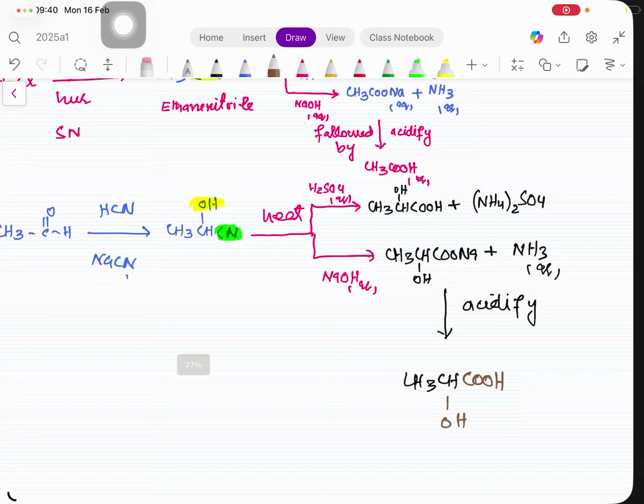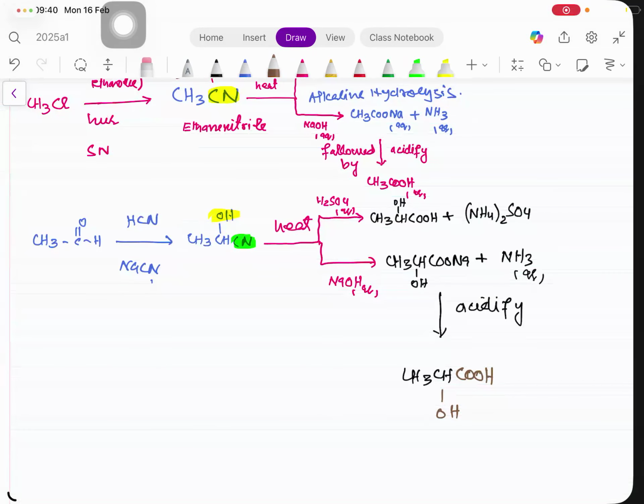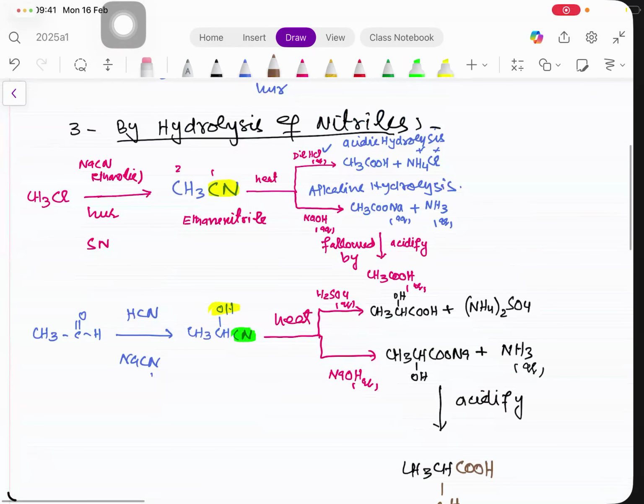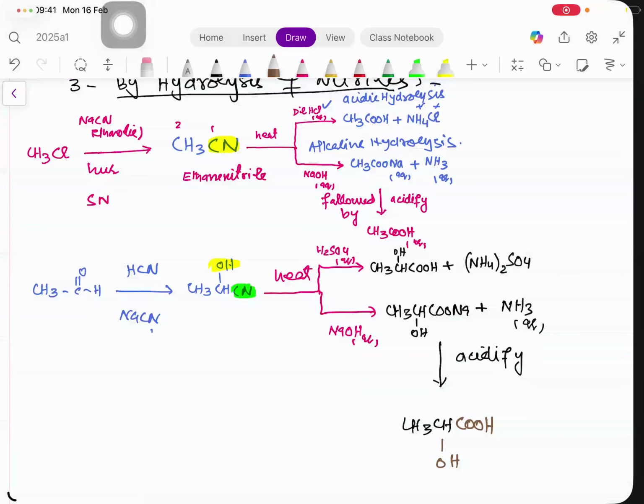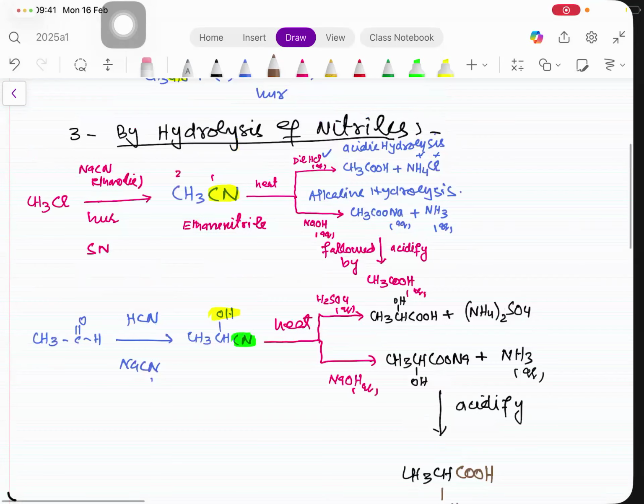Right? So these are the two methods for the preparation of carboxylic acids. This is the hydrolysis of nitriles, and where the nitriles come from, that is what I told you. All these reactions always come in this pattern. Nitriles can be made from what? Aldehyde, ketone, and haloalkane, and then they are hydrolyzed to give carboxylic acid. That is how the carboxylic acids are prepared.